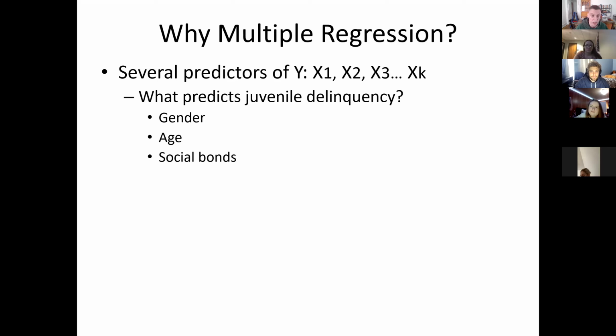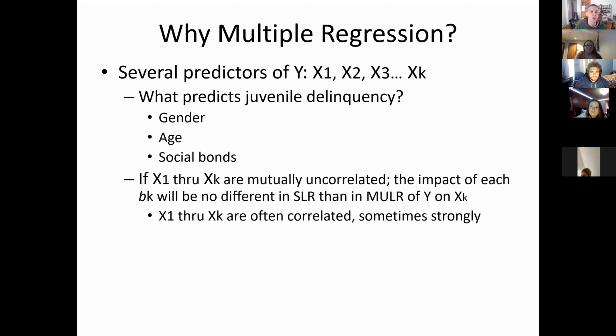What is more important, the degree to which you are bonded to society, or whether or not you're male or female? Being male seems to be a pretty big risk factor for delinquency. But how does that compare to some other factors? That's the kind of thing that multiple regression can answer.